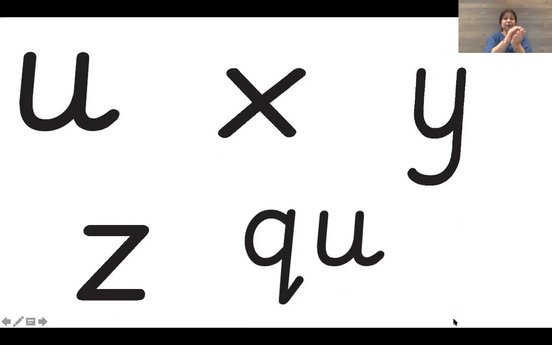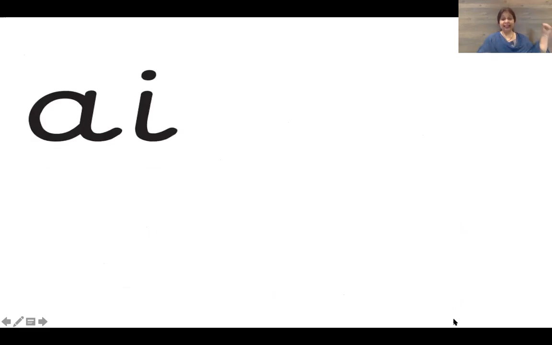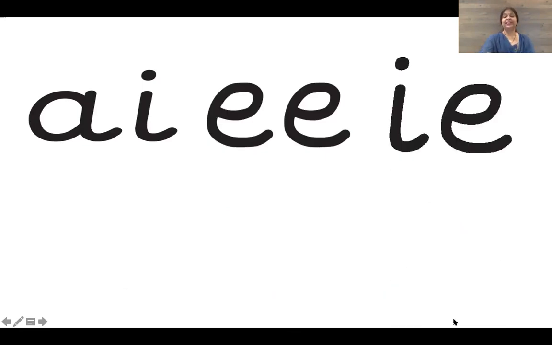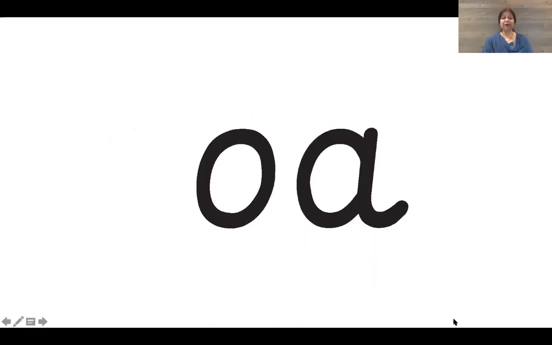Let us Q U. Q U says Qu. AI, A. EE, E. IE, IE says I. And we were learning about letters OA, and OA says O.